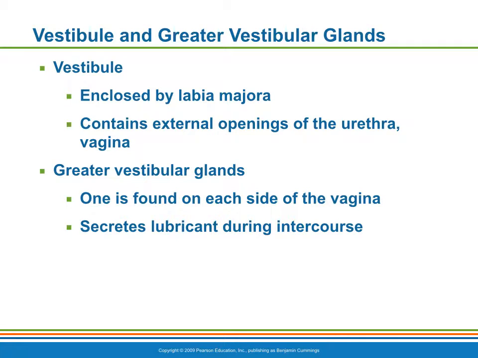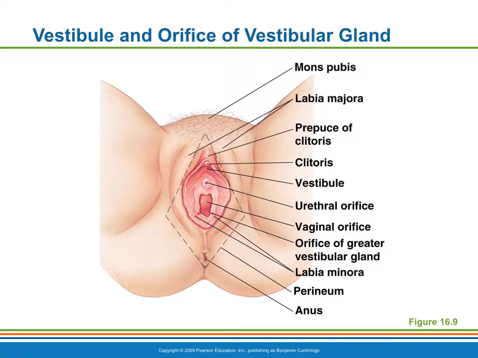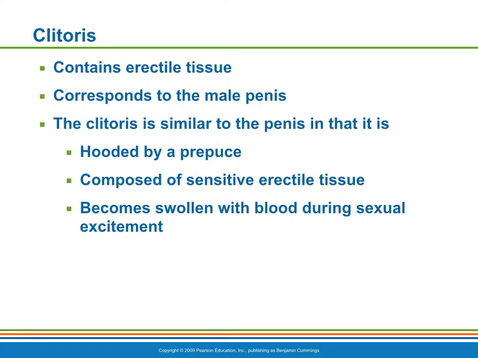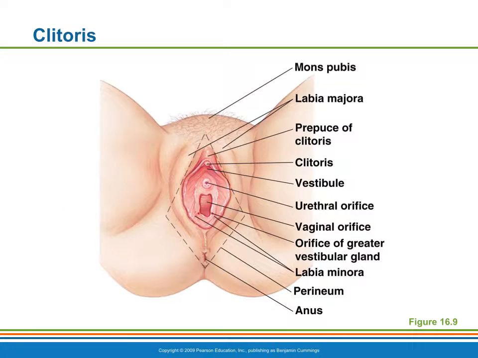All right, the next parts that we have here are the vestibule. These contain the external openings of the urethra and the vagina, some glands that provide some lubrication. Then we have something called the clitoris. This contains erectile tissue and corresponds to the male penis. It has some similar aspects. It has a prepuce. It has some sensitive erectile tissue, and it becomes swollen with blood during sexual excitement.